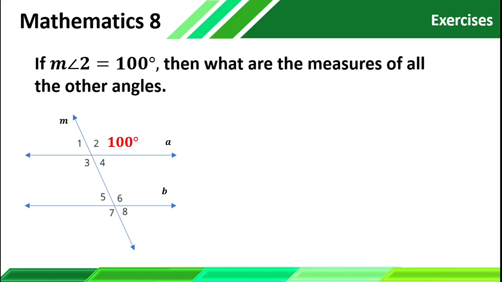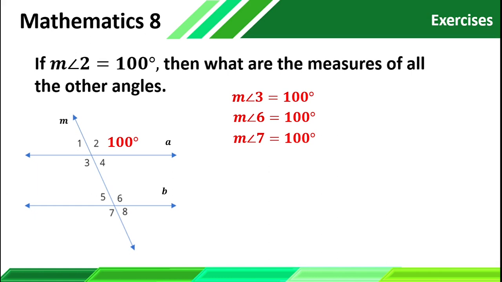Next exercises. If the measurement of angle 2 is 100 degrees, then what are the measures of all other angles? So in our figure, angle 2 is 100 degrees. We know that angle 3 and angle 2 are vertical angles, therefore, they have the same measure. We also know that angle 6 and angle 2 are corresponding angles, therefore they also have the same measure. And lastly, angle 6 and angle 7 are vertical angles, therefore they have the same measurement.